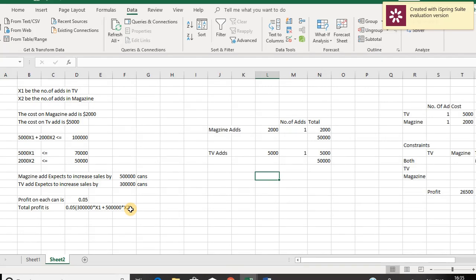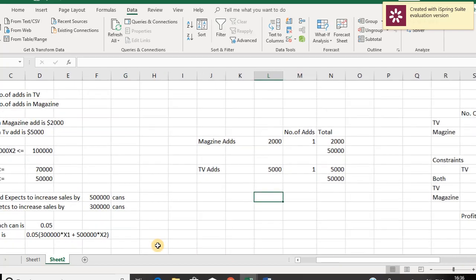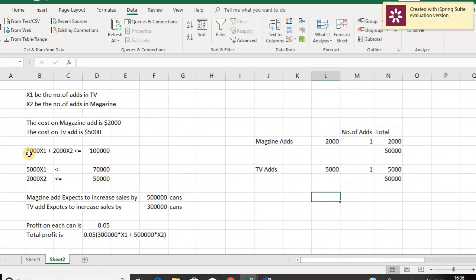So this is the problem we have. The problem description is here. Let x1 be the number of ads in TV and x2 be the number of ads in magazine. The cost of a magazine ad is $2,000 and the cost of a TV ad is $5,000. So the cost of a magazine ad is very low when compared to a TV ad.